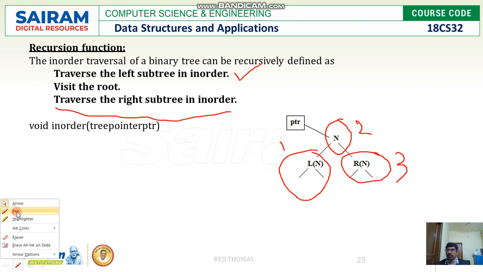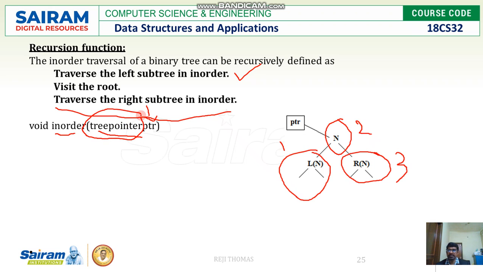So please do remember, inorder is the function name which takes a single parameter. The parameter is ptr, and this is going to be the formal parameter. There we have got two kinds of parameters. One is the actual parameter, the other one is the formal parameter. So in this case, we have a variable called ptr, and ptr is of type tree pointer. So, a function with a single parameter.